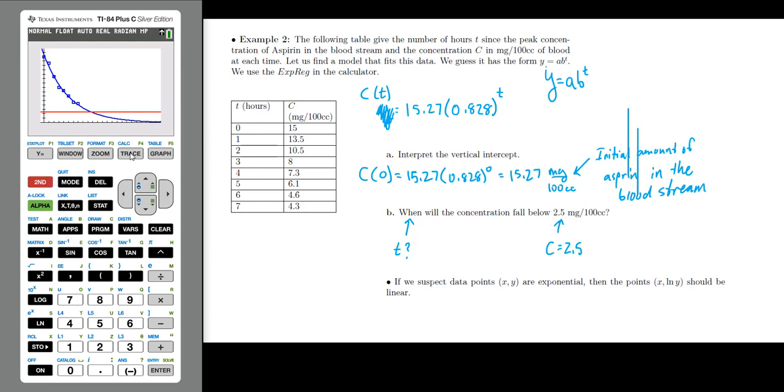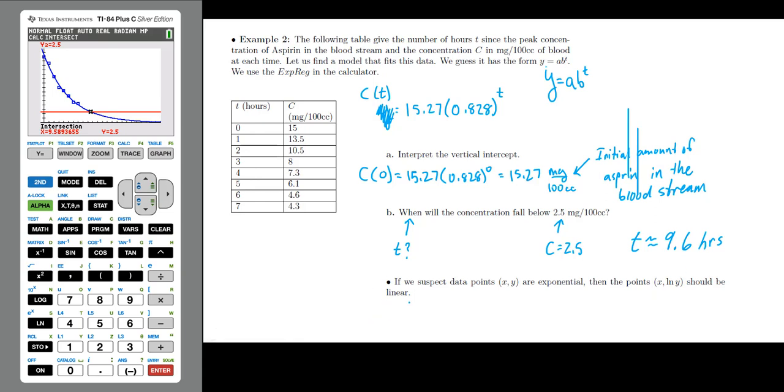And so I can go second calc and find the intersection here. First curve, second curve, and then get close to my guess. And it says the intersection's happening at an x value of about 9.6 hours. Okay, so what we can say is t is about 9.6 hours.